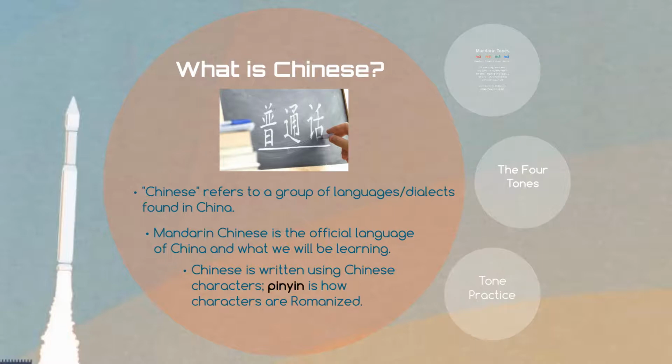Chinese is written using Chinese characters. We're not going to be learning those yet, but we will be using pinyin to Romanize that. And what that means is you take the sounds and you write them with a Roman alphabet. So Beijing is written B-E-I-J-I-N-G in pinyin.